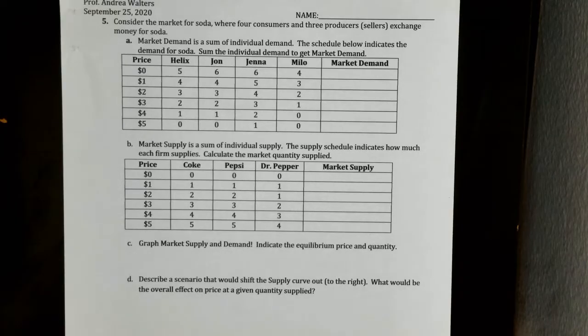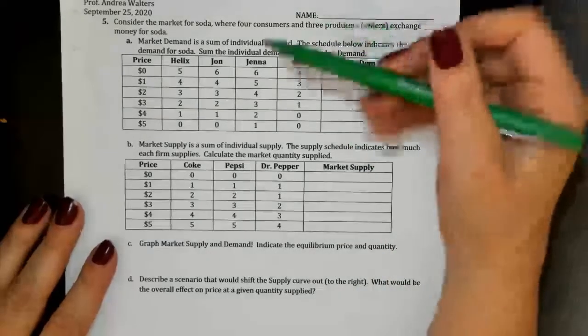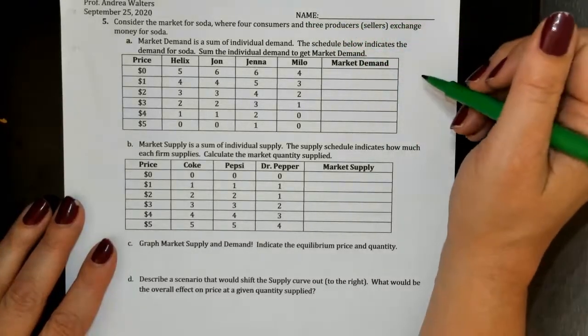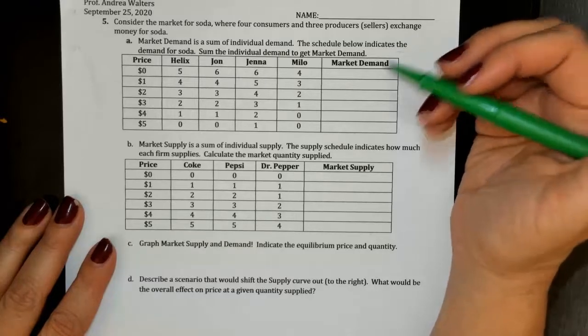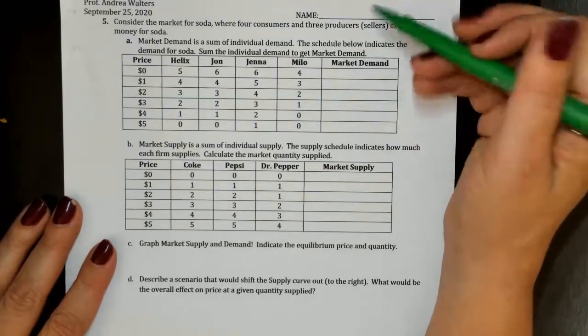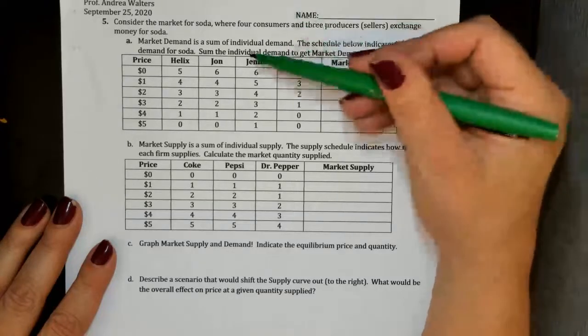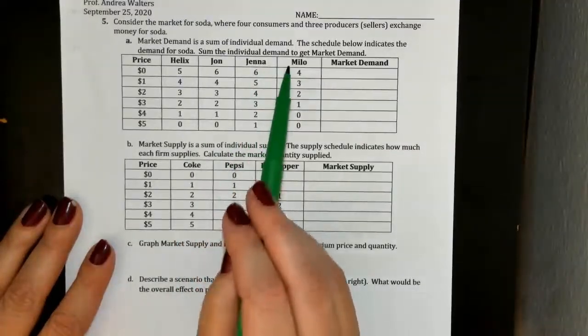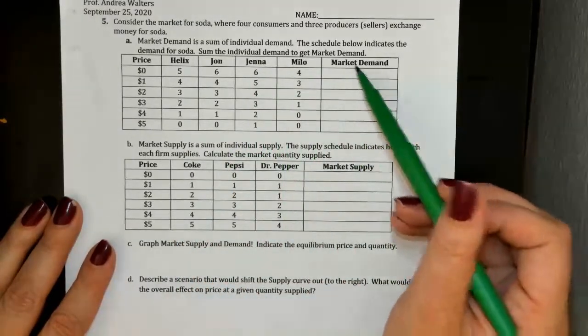So the first thing you want to do: we're going to be considering the market for soda, where there are 4 consumers and 3 producers, and they're going to exchange money for soda. Standard market, right? Where you're trading dollars for goods and services. So here we have the market demand, which is a sum of the individual demand. Our demand schedule shows us Helix's demand, John's demand, Jenna's demand, and Milo's demand. And we want to get the market demand.